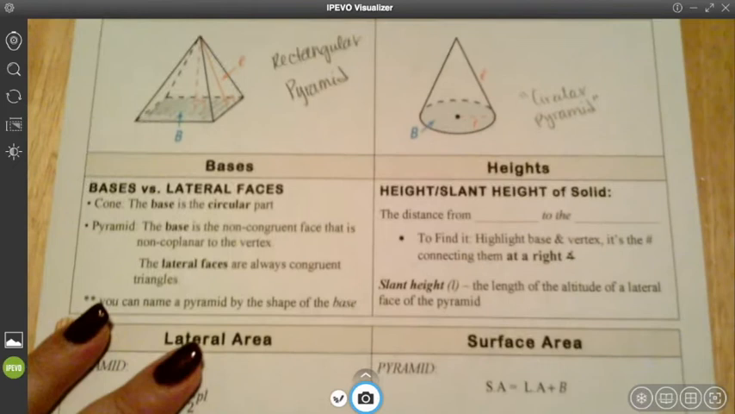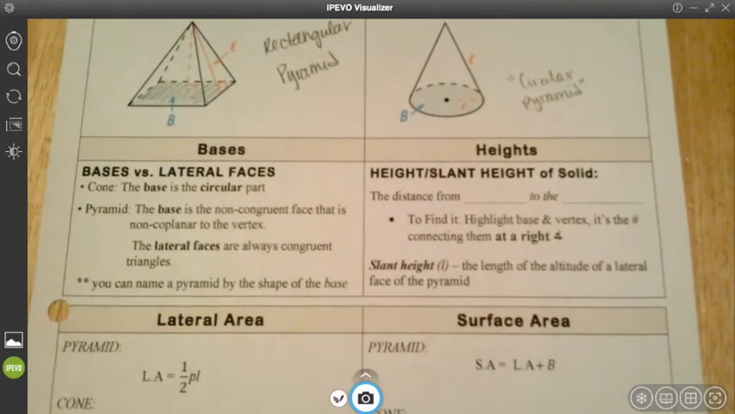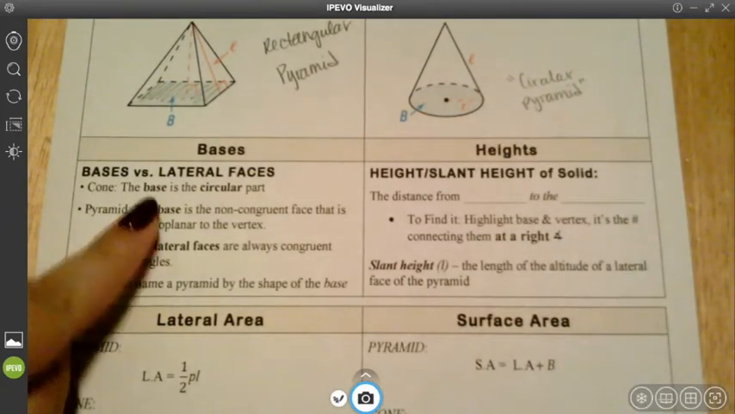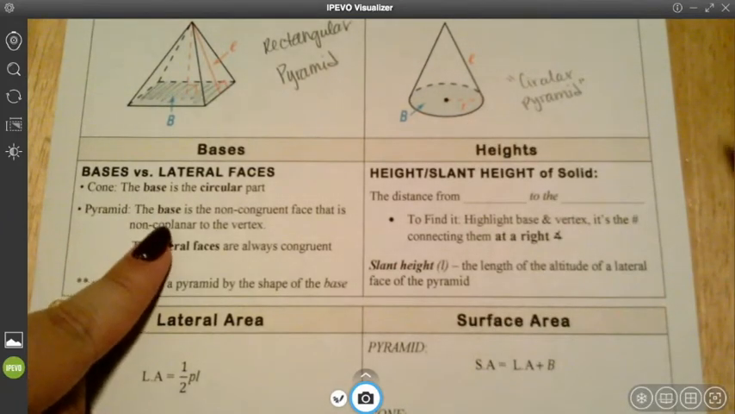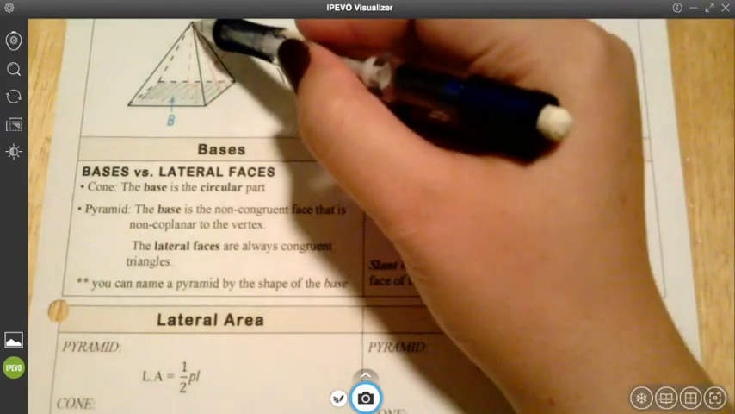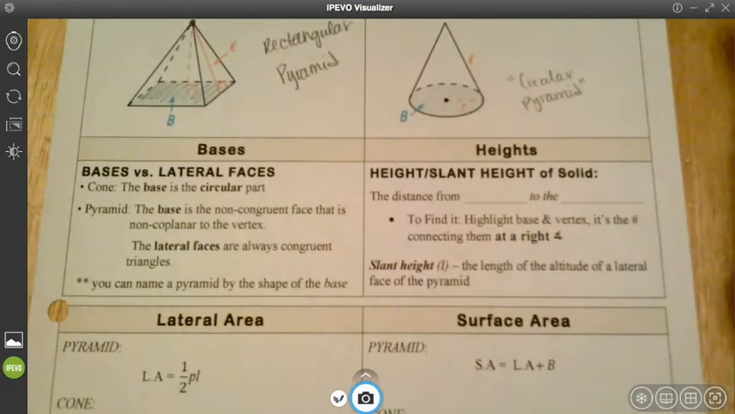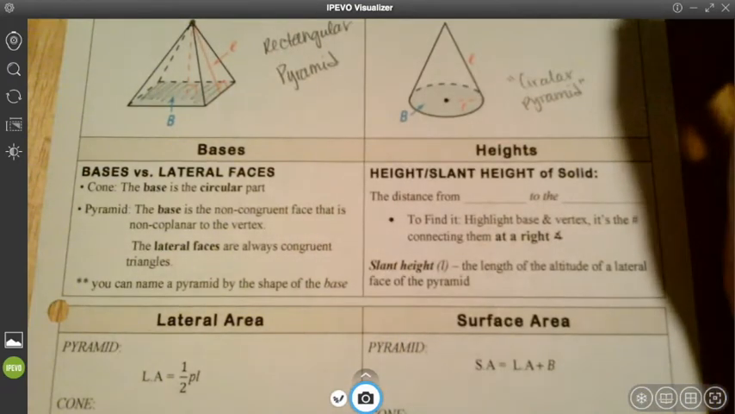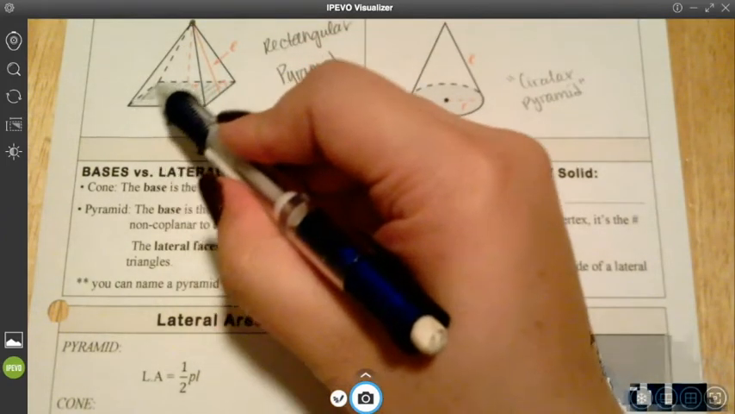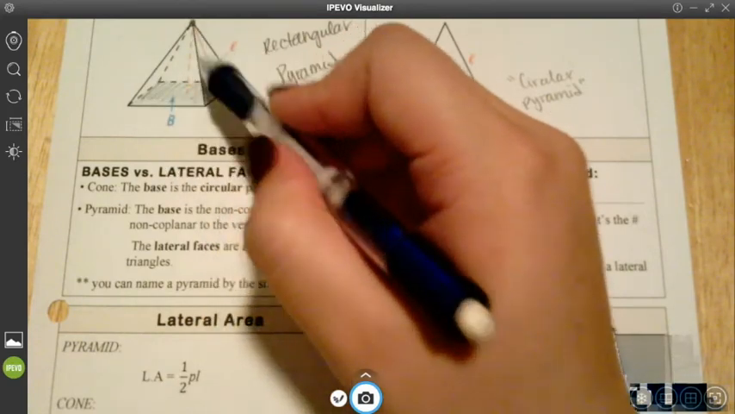So just like before, we have bases, but this time each of our shapes has only one base. So the base on a cone is the circular part. The base on a pyramid is the non-congruent face that is not coplanar with the vertex. What does that mean? It means the one that doesn't share the vertex where all of the other sides converge. So we're looking for the side that does not have a vertex. Notice this side, the 2 points are separate. On this side, everything goes off to the same point.